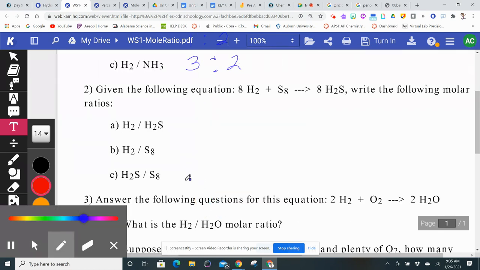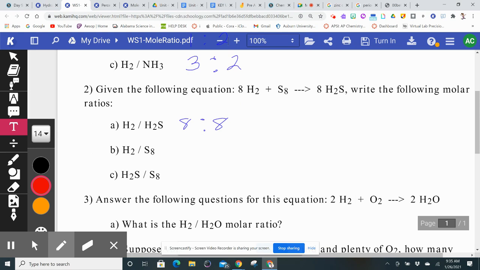H2. All right. So A would be what? 8 and 8. Which, if we were in math class, and we're going to pretend like we are, would you leave that ratio 8 to 8 if you were in math class? What would you put it down to? 1 to 1. We do the same thing in here. 1 to 1. Yes, ma'am.